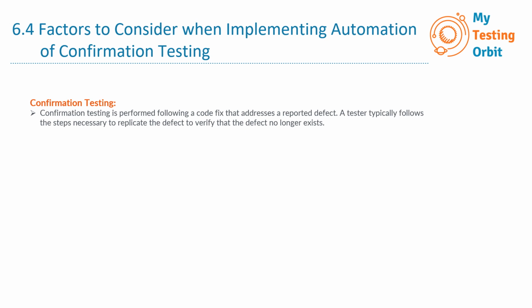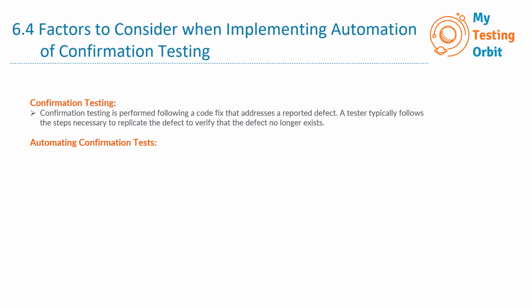So confirmation testing is more targeted and it aims to validate the resolution of a specific reported problem, unlike the broader testing types that cover various functionalities or potential impacts across the entire software.